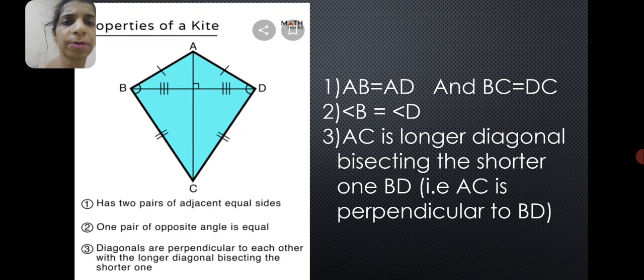The last property is that the diagonals are perpendicular to each other, with the longer diagonal bisecting the shorter one. In detail, AC is the longer diagonal. See in the figure, AC is the longer diagonal bisecting the shorter one, BD. That is, AC is perpendicular to BD, forming a right angle. Let's move further.